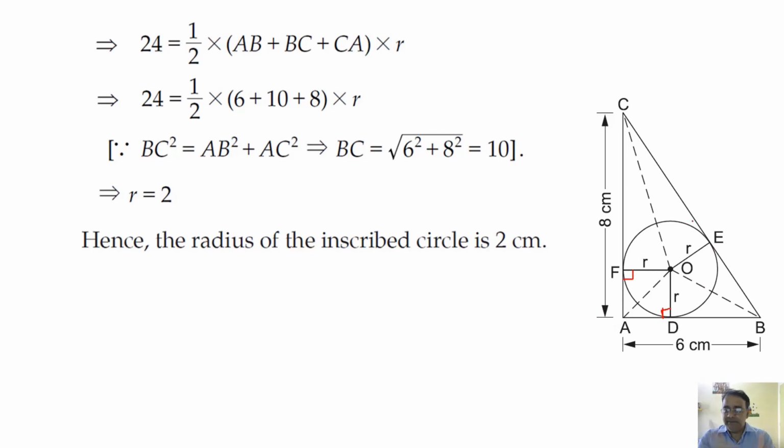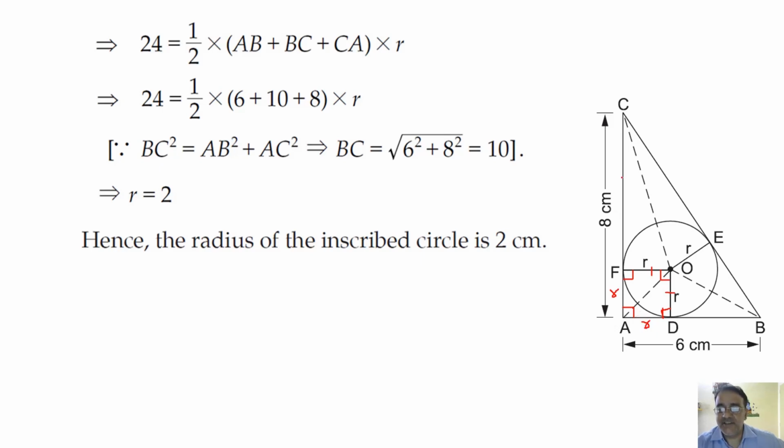BC is equals to 10 पहले find करेंगे. उसके बाद ये जो ADOF है उसको square prove करेंगे. How? These two angles are 90 degree and this is 90 degree, it is given. So this is also 90 degree. And these two are equal, adjacent sides. So this is a square. So this is r, right? Side of a square.